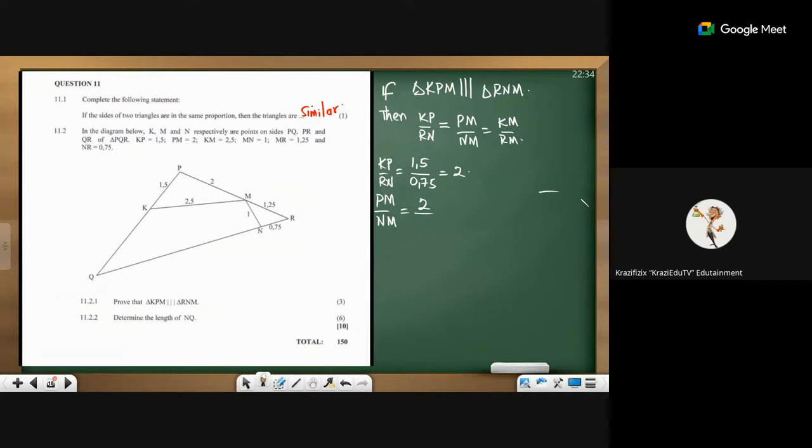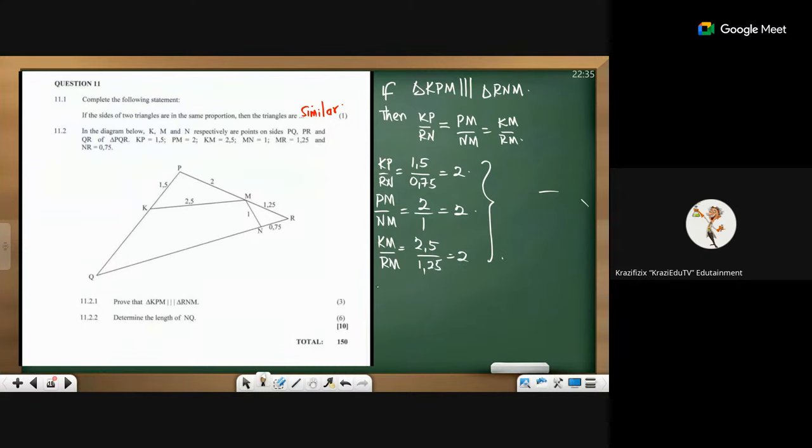What is NM? 1. What is 2 over 1? 2. Next, KM over what? RM. What is KM? KM is 2.5. What is RM? 1.25. That is also 2. Do you see the whole idea? Now, check. I'll do this in the exam.